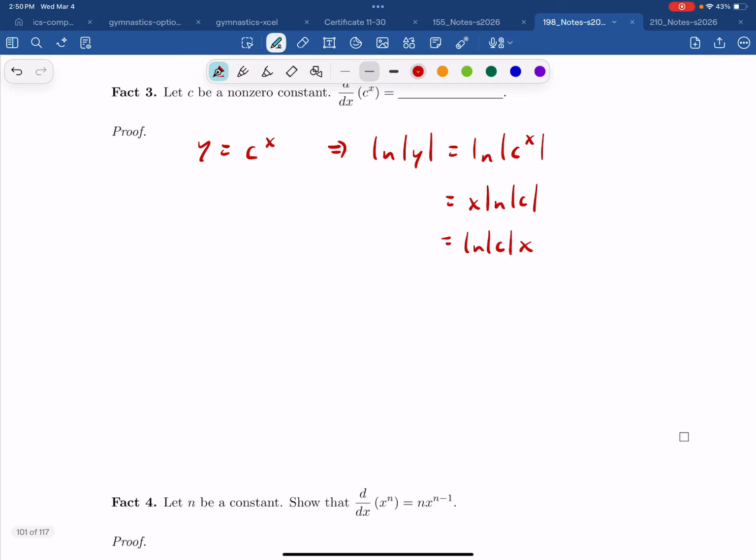Next up, we're going to take the derivative. Right, we're going to implicitly differentiate. We get 1 over y dy over dx, as we always do.